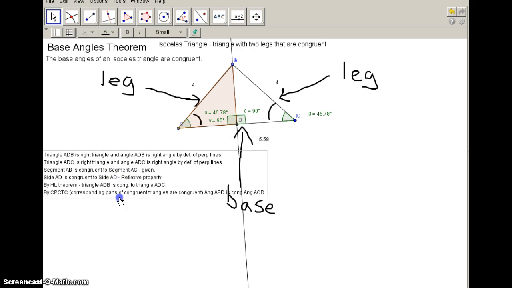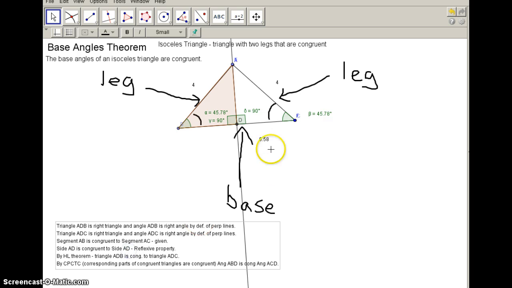That's everything we need. Let's put that down here. We'll talk through it again one more time real quick. Now what we're saying is, because we've dropped a perpendicular from A down, we've created two right angles here. So now we have two triangles, two right triangles. They're both right triangles. Their hypotenuses are congruent, and they have a leg that's congruent. So we're using this HL theorem.